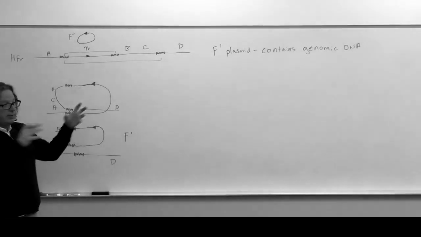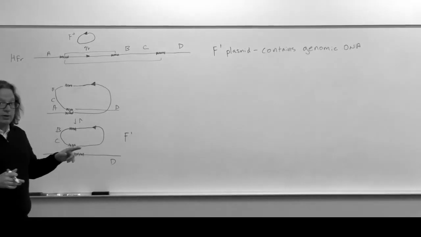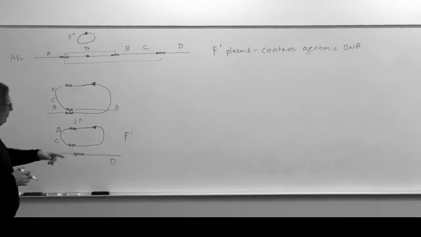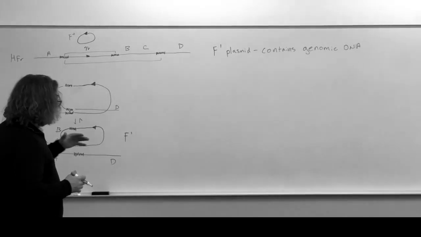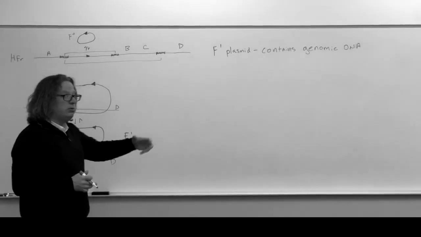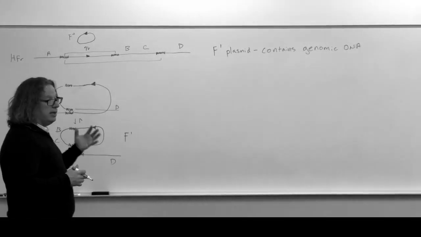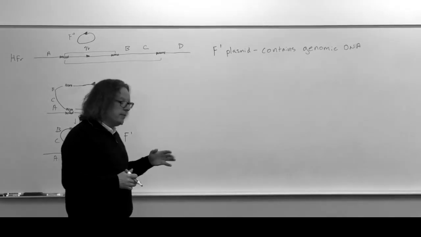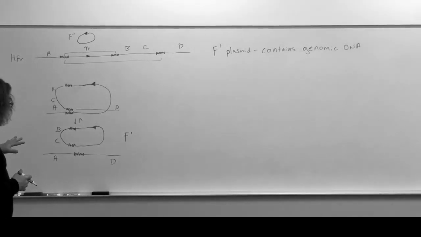Now you have a piece of the bacterial chromosome that has been transferred into this plasmid, and this plasmid can then transfer DNA from one cell to another. So this is a way that bacteria can communicate its own genomic DNA into a target cell. Of course, it can do that in the case of the HFR, but in the case of the F prime, it's doing it a little bit differently.